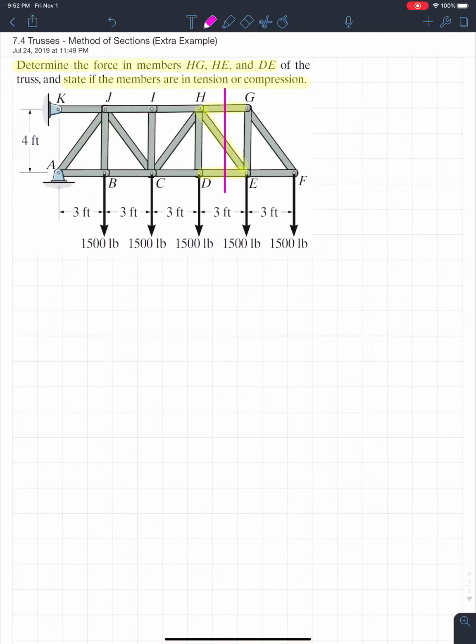And again, I have to check. I have three equations, so therefore I must have three or fewer members in my cut. And if I look, I have 1, 2, 3. I can easily cut that. It's good to go.